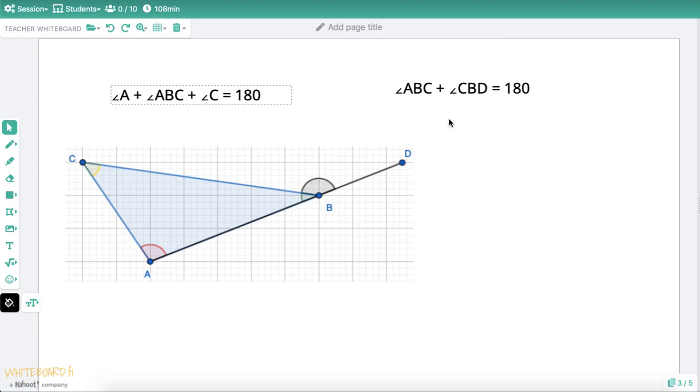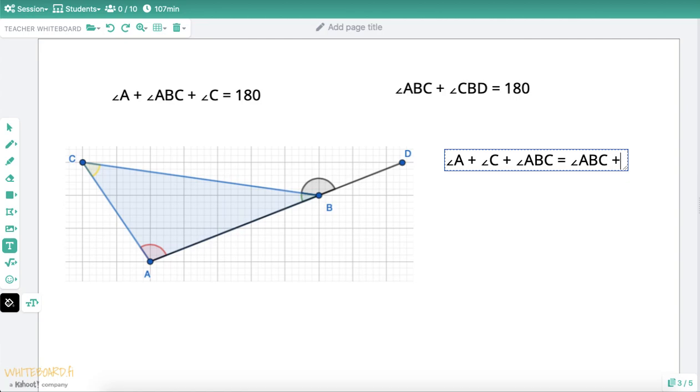So that means, based on that, and let me write that down for you, angle A plus angle C plus angle ABC has to be equal to angle ABC plus angle CBD. Sorry about that. I'm going to have to expand on that. Make it a little wider because I'm going to need the space. Here we go, angle CBD.